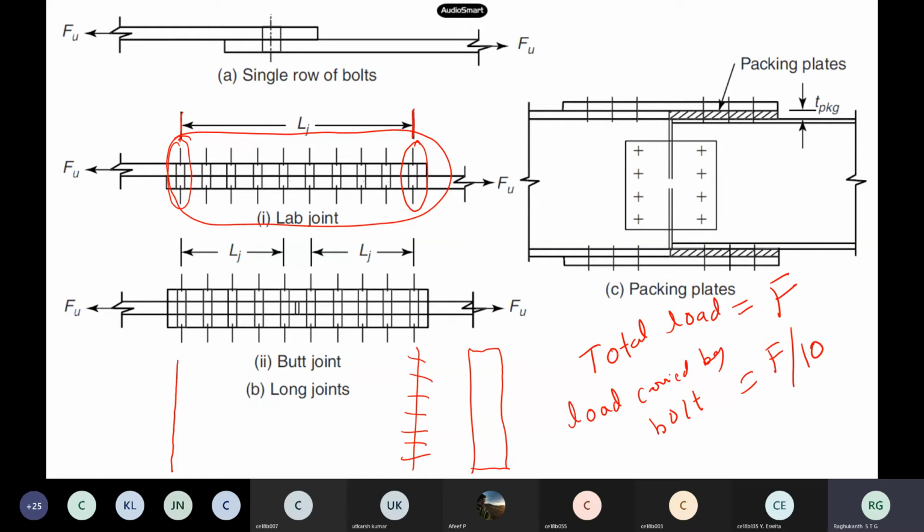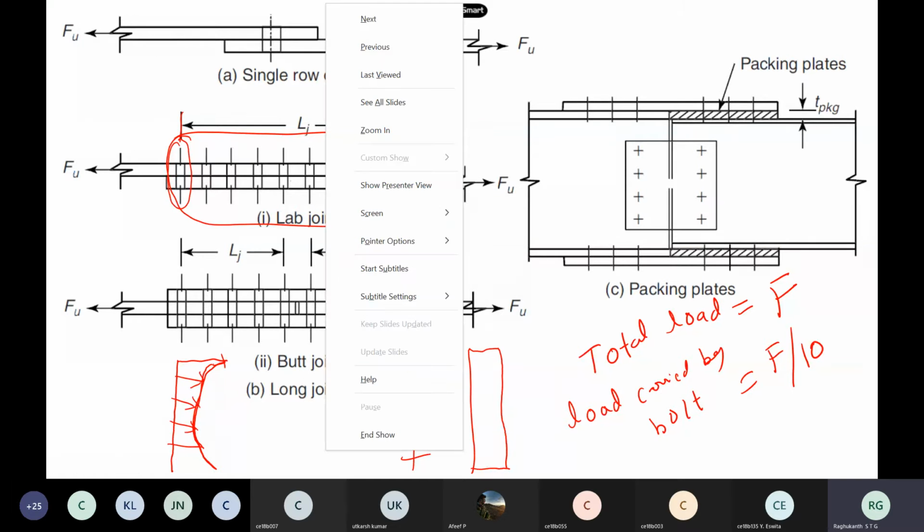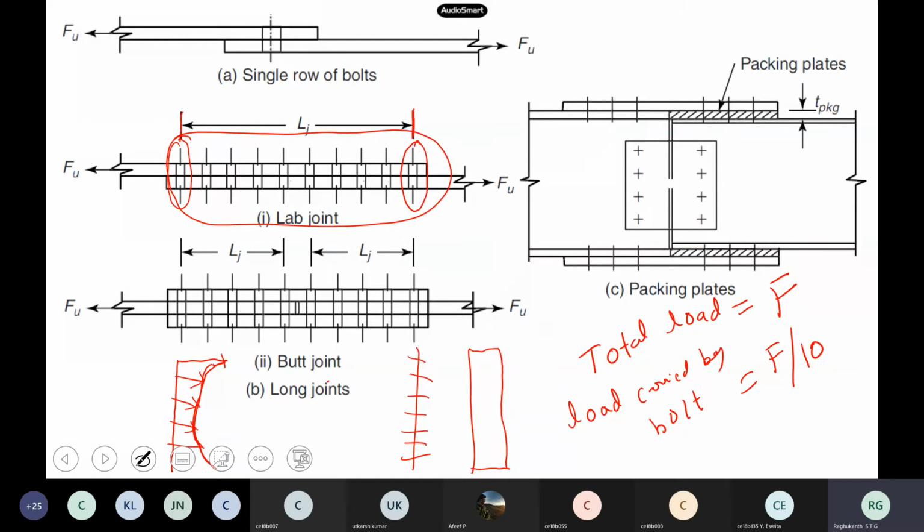And when it comes to the internal bolts, how will the load distribution be? It will not be uniform, something like this. You followed, right? So the distribution will be like this. Our assumption is that all bolts will carry the same load, and that is how the formula has been derived. But when the joints are very, very long, you have a problem. It will not be uniform, so the strength has to be reduced.